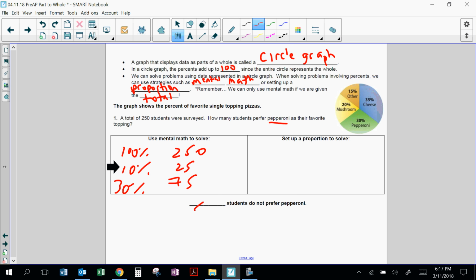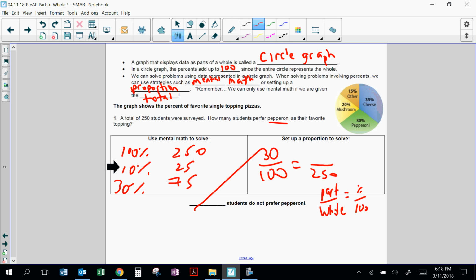What if I do not want to do mental math? I'd rather do proportion. Perfectly okay, by the way. So what percent like pepperoni? 30% out of 100. Because remember, what is a percent? 30 out of 100. But how many total students are there? There are 250. Do you remember something in the beginning we learned previously called part over whole equals percent over 100? It's the same thing.